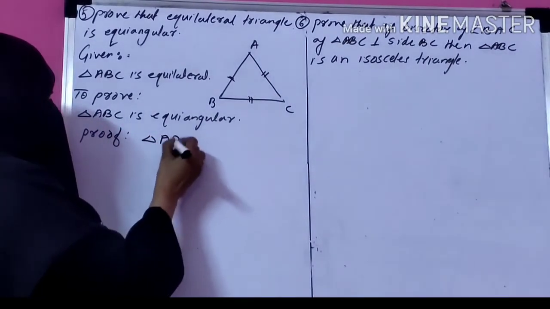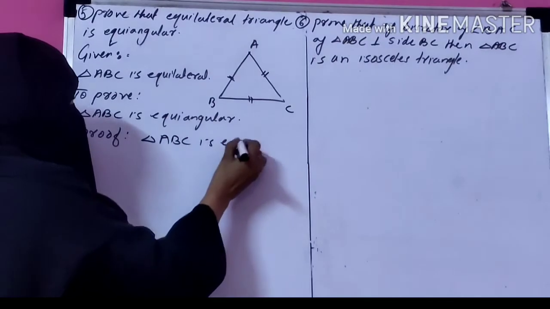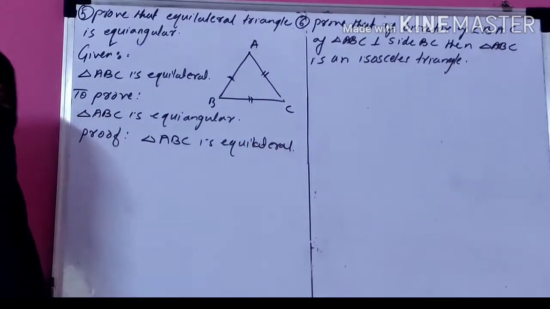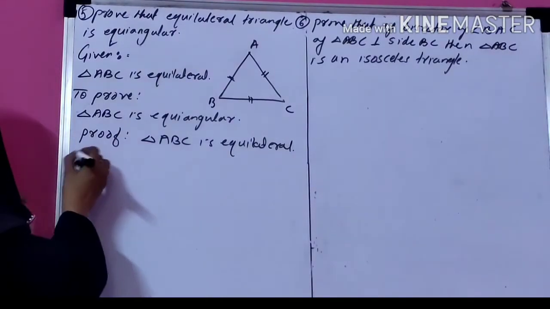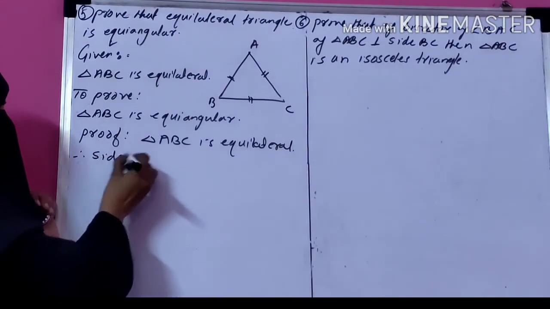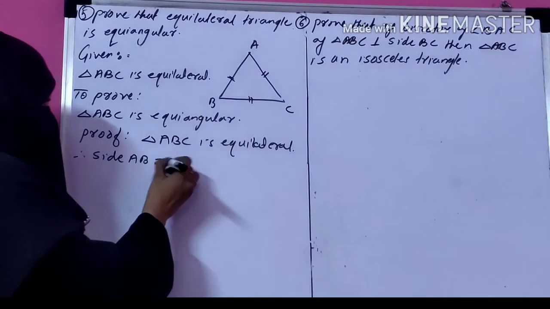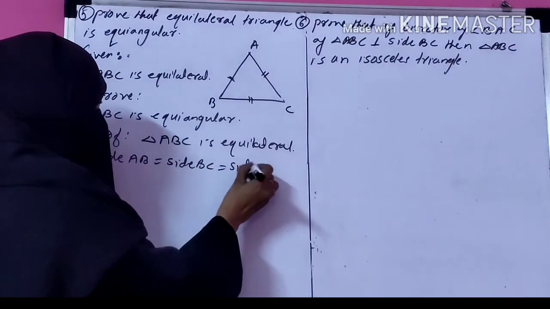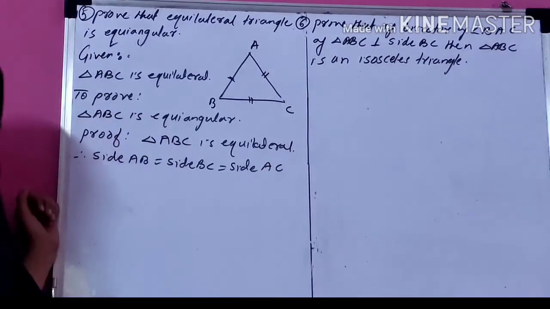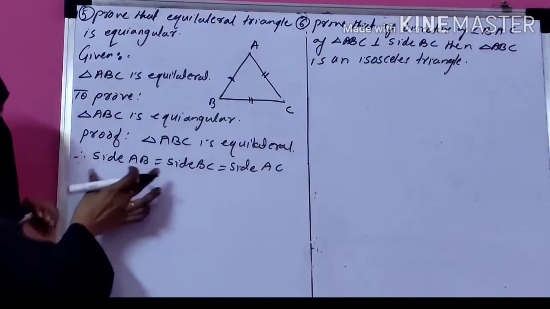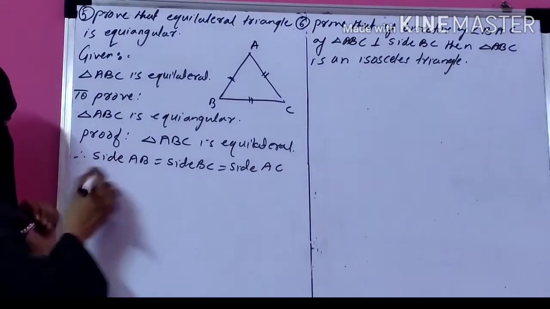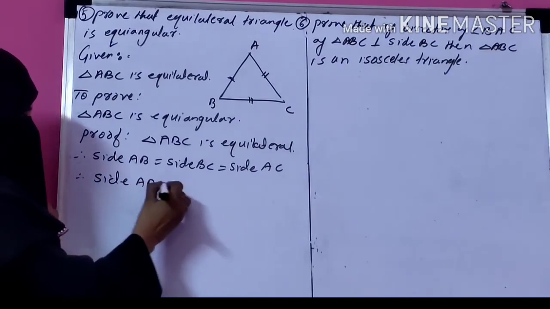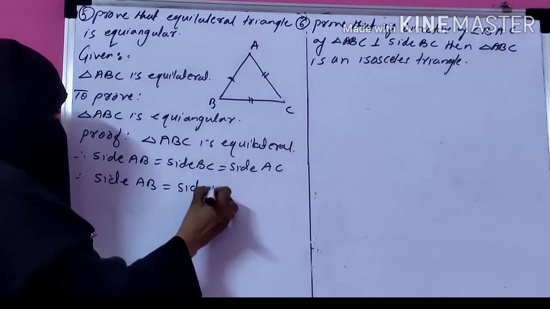Triangle ABC is equilateral. Okay. And you know that in equilateral triangle all the three sides are equal. So therefore side AB is equal to side BC is equal to side AC as it is equilateral triangle. Okay. Then take the pair of two sides. First I am taking side AB is equal to side BC.